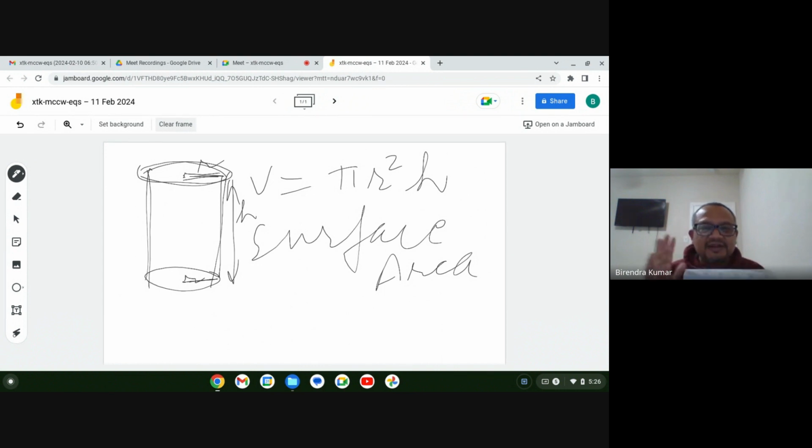So let me break it down further. If I'm talking about the surface area of the cylinder, I'm talking about the whole curved area. I'm talking about this area and I'm talking about this area also. I'm saying it's a solid cylinder. I'm not talking about the area inside. I'm just saying it's a solid cylinder like a log of wood, which is in the form of a cylinder. So this area and this area, and then this area.